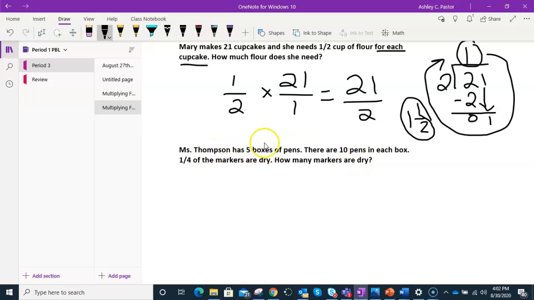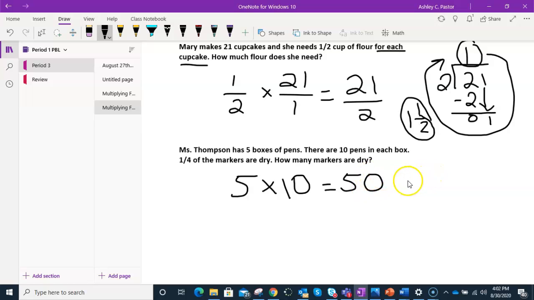Okay, so Miss Thompson has 5 boxes of pens, and there are 10 pens each. So we want to know how many markers are dry. We know that 1/4 of the markers are dry. So first I have to figure out how many pens there are, right? So I'm going to put 5 right here because we started with 5 boxes, and then I'm going to multiply by 10 because there are 10 pens in each box. So in total I get 50.